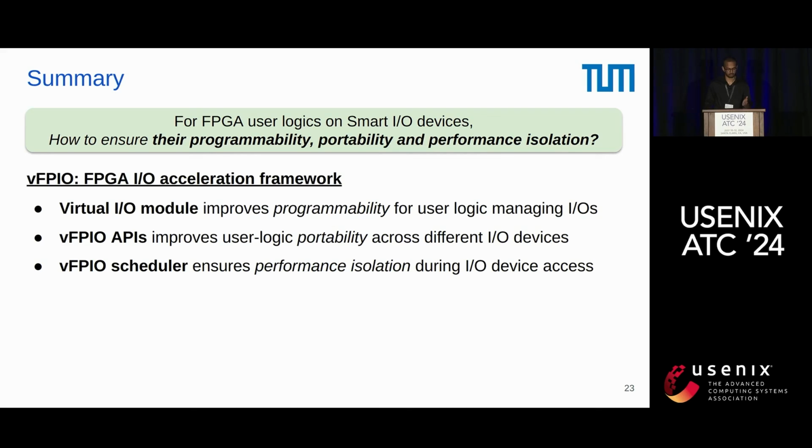It consists of 3 components. The virtual I/O module improves the programmability of the user logics by exposing virtual I/O interfaces to the application programmer. And additionally, to ensure that we can reconfigure the I/O path between the user logic and the I/O device, we provide a software-driven approach in the vFPIO library and its APIs. And finally, we include a scheduler, which in addition to round-robin policies, also supports a priority-based scheduling policy to ensure the performance isolation amongst multiple user logics during I/O device access.